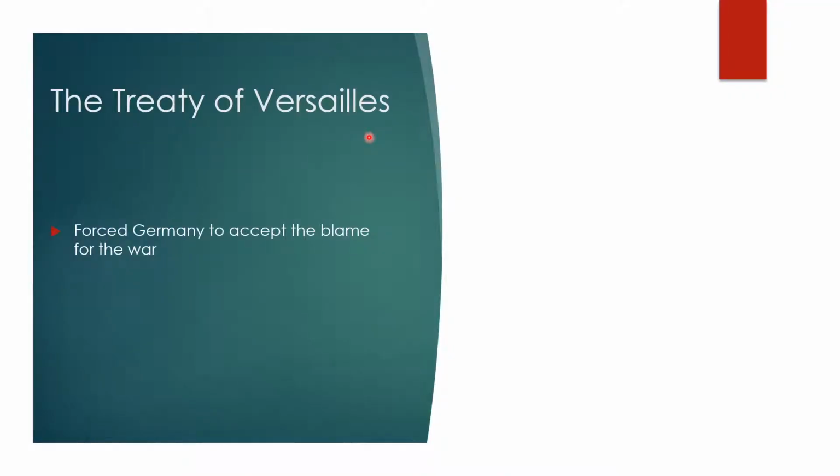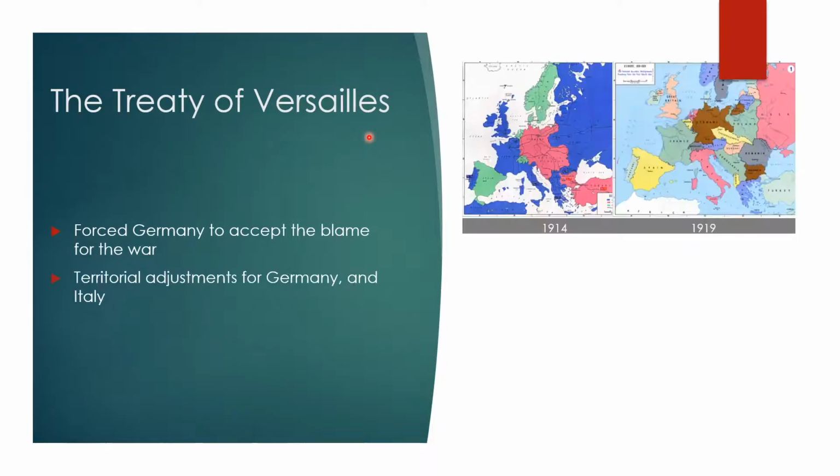First cause is the Treaty of Versailles. The Treaty of Versailles was the treaty that officially ended World War I, and one of the big points of the treaty was that it forced Germany to accept blame for the war, even though they were not the actual cause of World War I. There were a lot of other causes of World War I. Germany was forced to accept blame for the war.